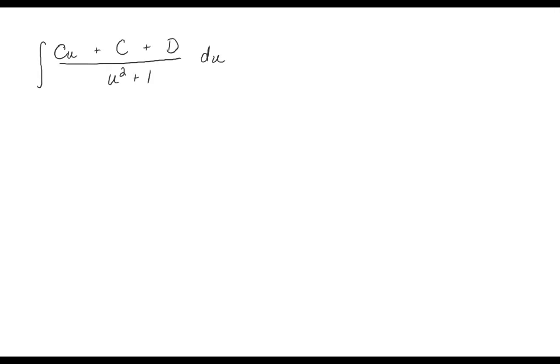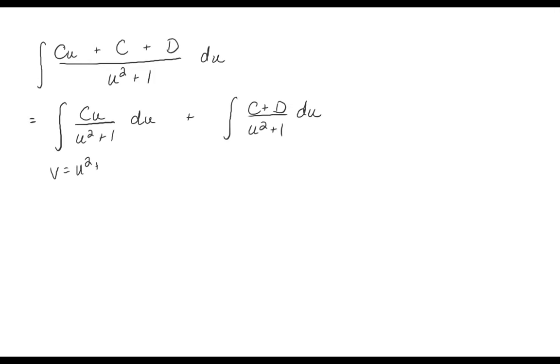Okay, so now I'm going to split this up as c times u over u squared plus 1 du plus c plus d over u squared plus 1 du. So for my first integral, I'm going to do a substitution, and I already used u, so let's let v equal u squared plus 1. And dv is 2u du. du is dv over 2u.